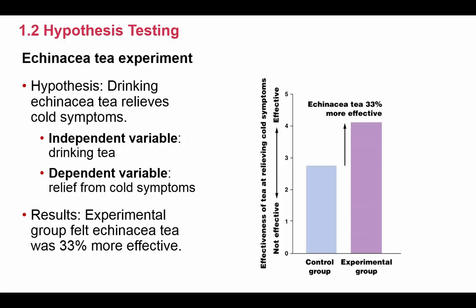When we did the experiment, or when they did the experiment, the echinacea tea experimental group felt like they had 33% fewer cold symptoms than the control group that only drank the other kind of tea. So we've tested that hypothesis, and we could have proven it false. But we have proven it true.